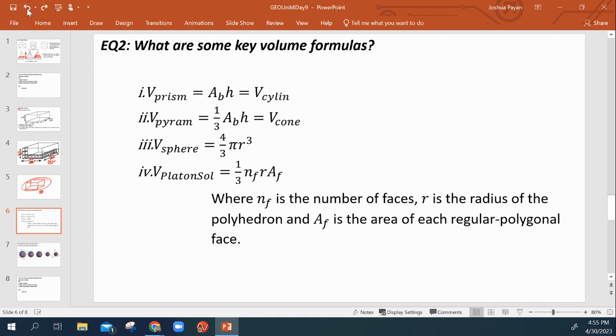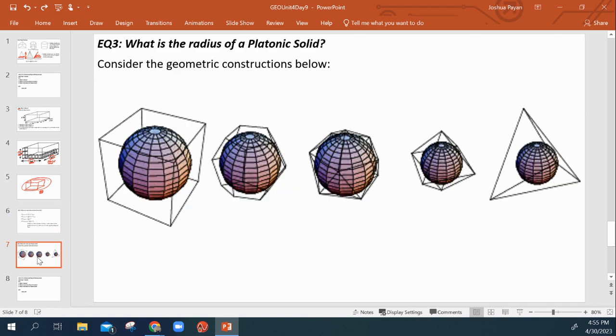So let's talk about what we mean. Obviously we know N of F means number of faces. A of F means the area of each face. 1/3 is a constant 1/3, or basically dividing by 3. But real fast, let's talk about Platonic solids and their radii.